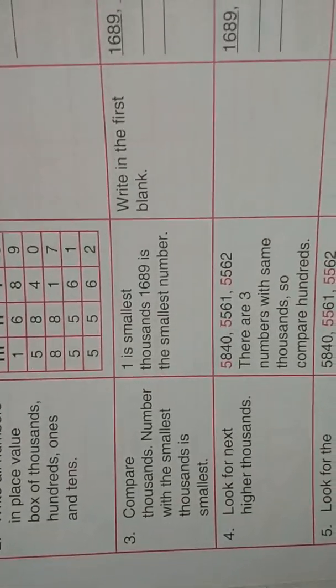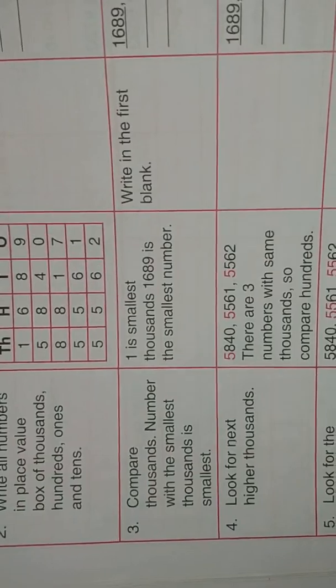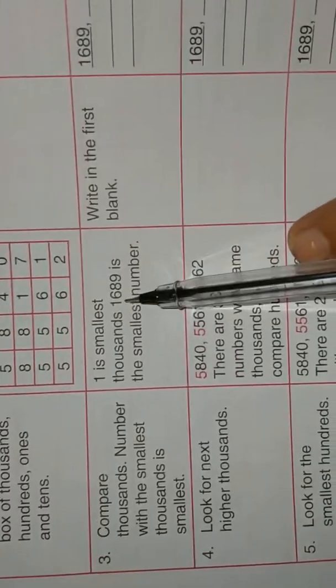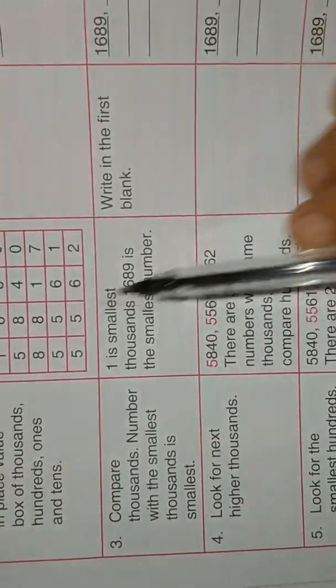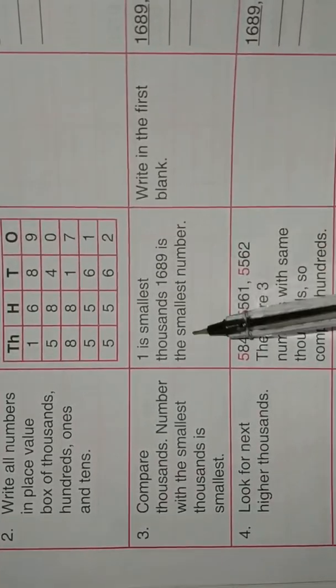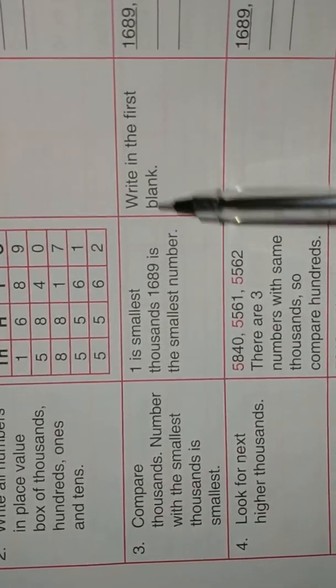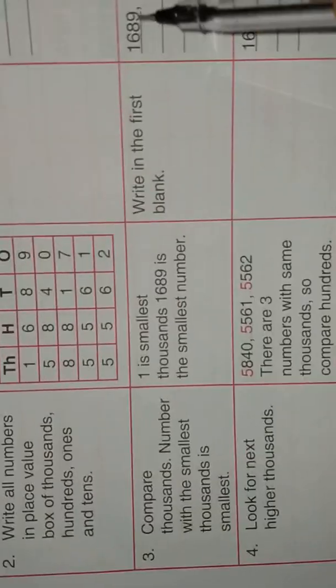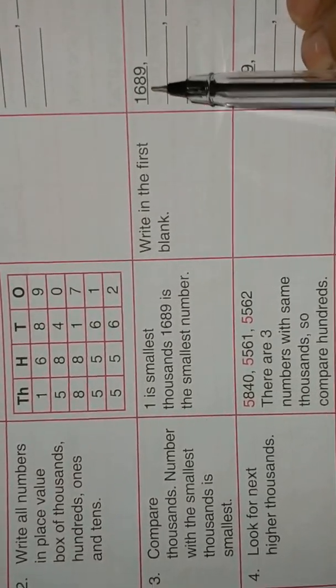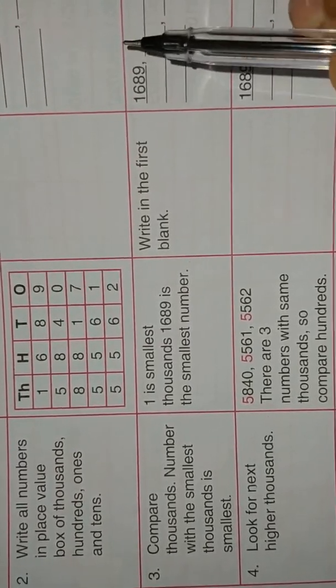Then we have to compare the thousands digit and find the smallest. In that, 1 is the smallest thousands digit. So 1689 is the smallest number. So we have to write 1689 in the first blank.